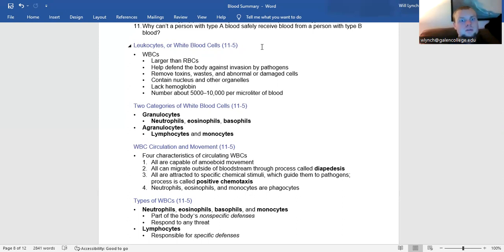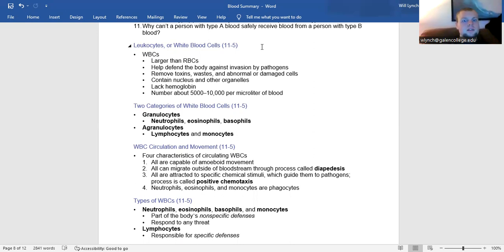They are numbering about 5 to 10,000 per microliter of blood, comparatively to the 5 million that we had for red blood cells. So we have very little concentration of white blood cells normally. There are 2 categories. We have granulocytes and agranulocytes. The granulocytes are the neutrophils, eosinophils, and basophils. Our agranulocytes are the lymphocytes and the monocytes.